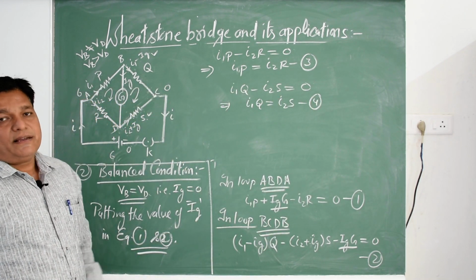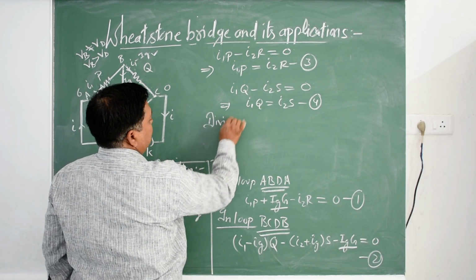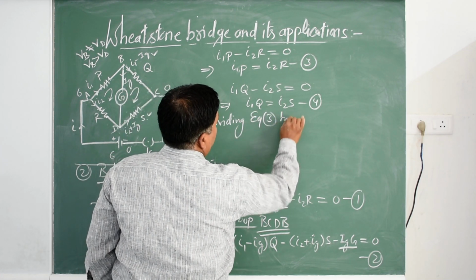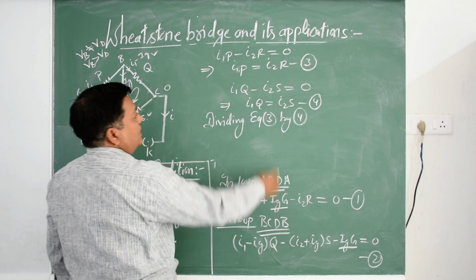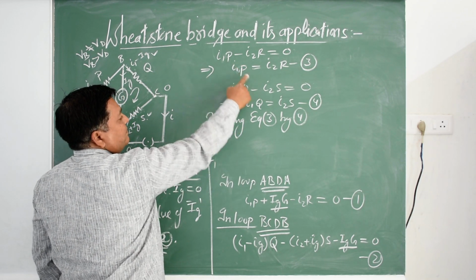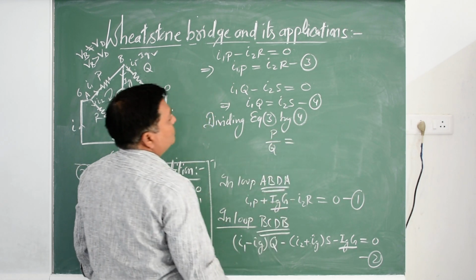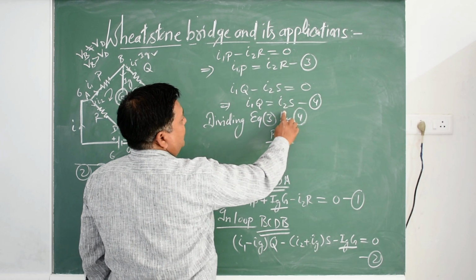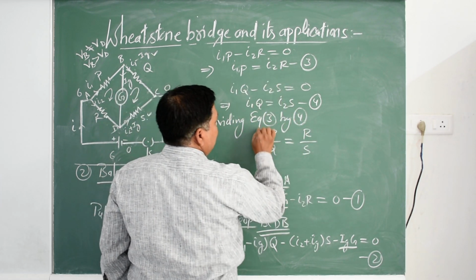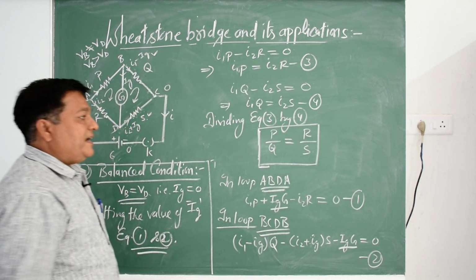Dividing equation 3 by equation 4, what do we get here? This is equation 3, I1 is cancelled by I1, what is left? P upon Q, which is equal to, I2 is cancelled by I2, R upon S is left, and this is only the principle of Wheatstone bridge.